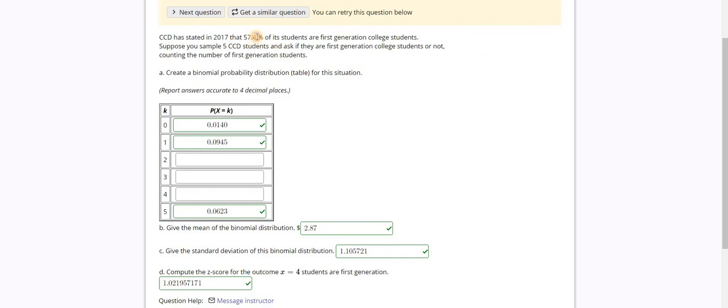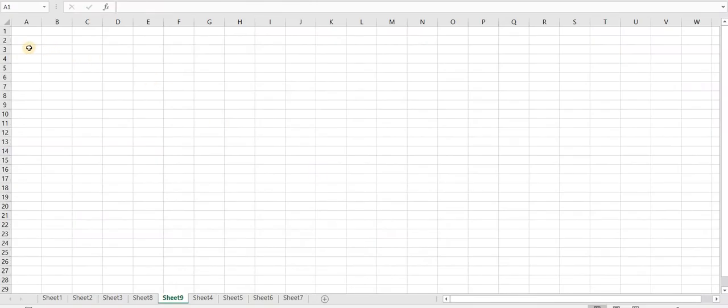I can see here that the probability of success is 57.4, which is also 0.574. The number of trials is 5, and it's very obvious from the table here. So the first step is to build the table. To build the binomial table, we're going to put the numbers of trials from 0 to 5. So the number of trials is 5, n is 5. P is equal to 57.4.